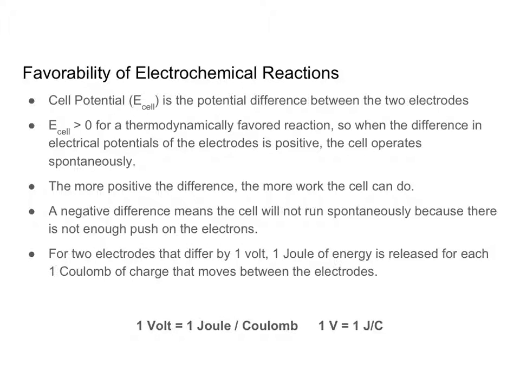Also, for two electrodes that differ by 1 volt, 1 joule of energy is released for each 1 coulomb of charge that moves between the electrodes. So in chemistry, we are defining a volt as 1 joule per coulomb in terms of units. Questions about that? Moving forward.